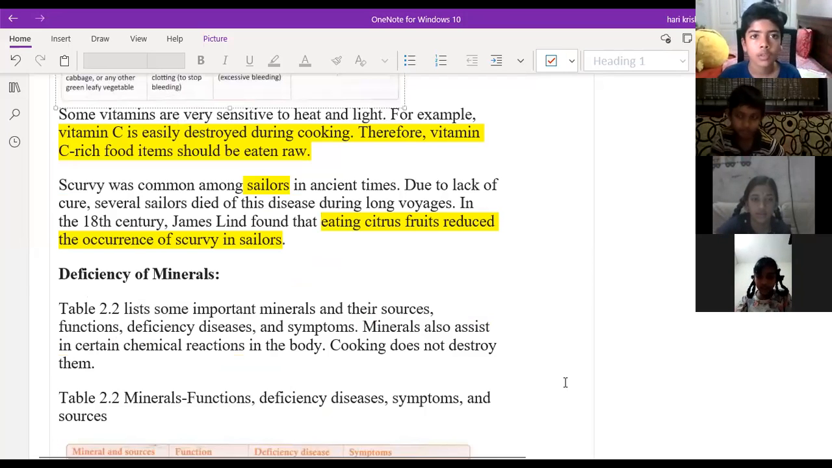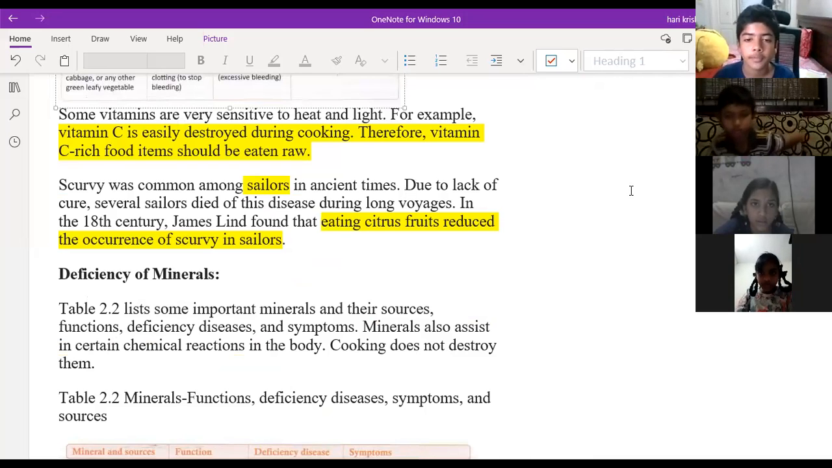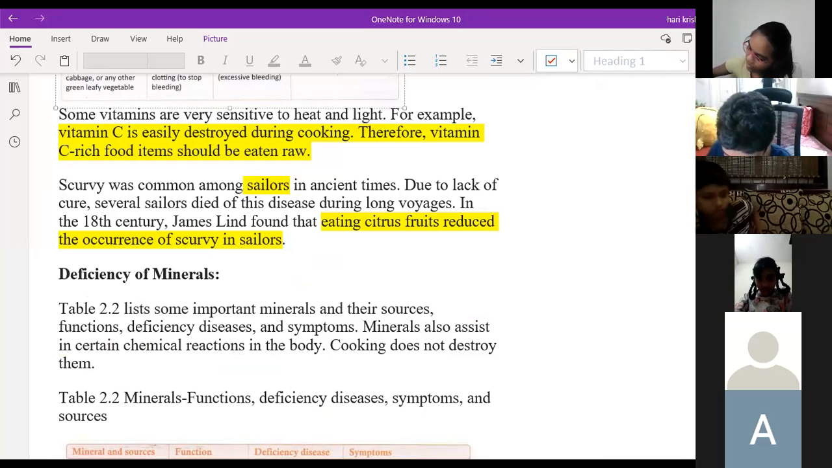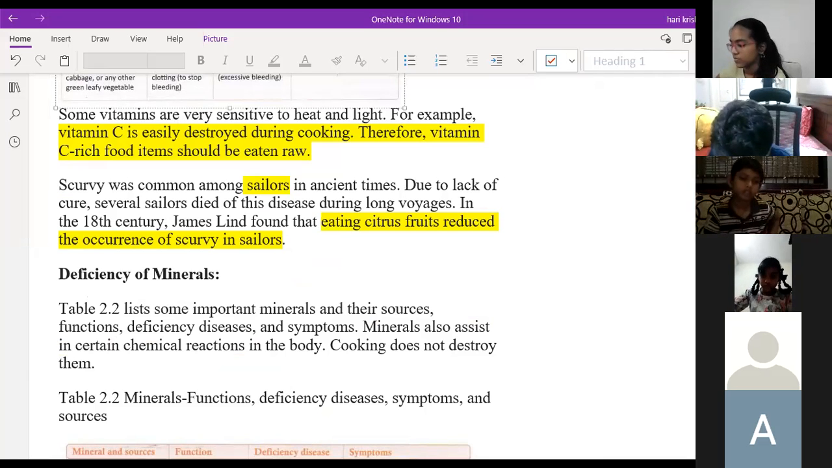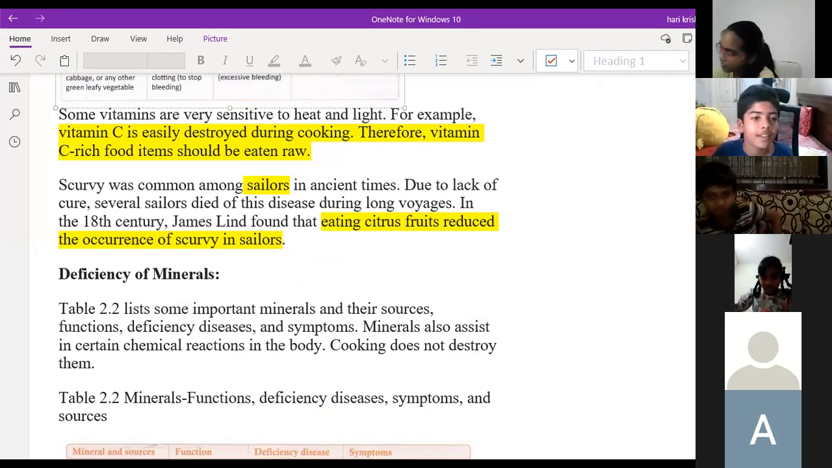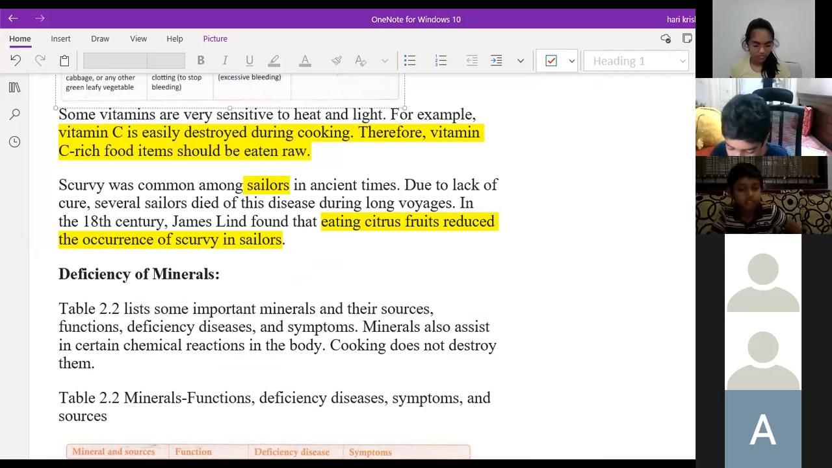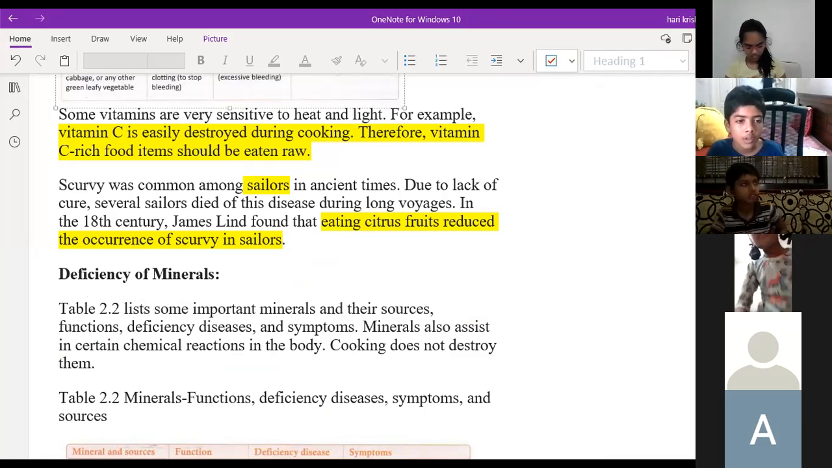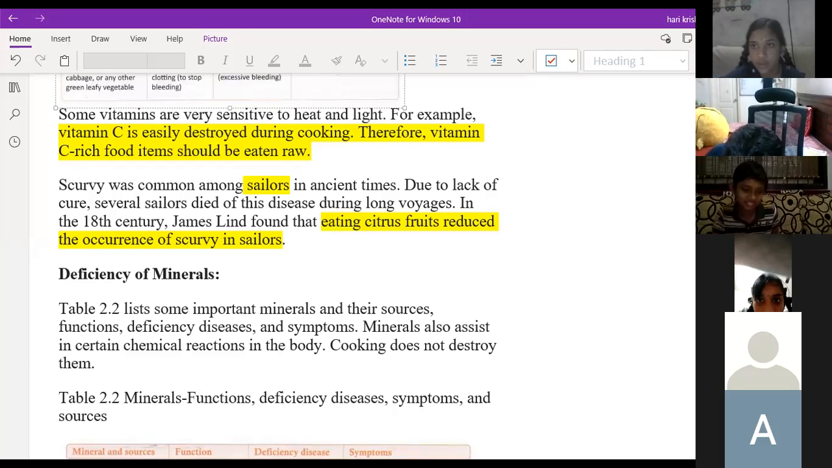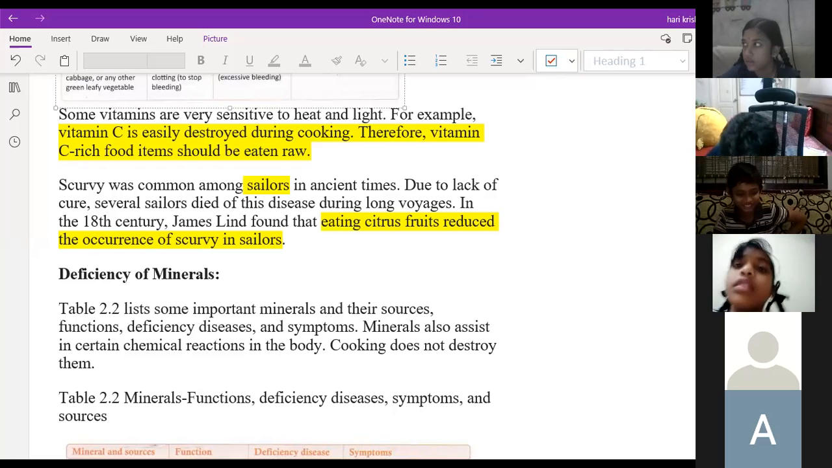What is the most common vitamin available in the citrus fruits? Citrus fruits are those which are sour in taste: lemon, orange, amla. Which is the most common vitamin among the citrus fruits? Vitamin C. Good, C for citrus, very good.